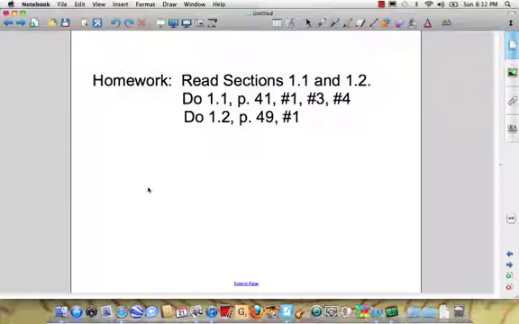Okay, so your homework, I'd like you to read through sections 1.1 and 1.2, and then there are 3 problems from 1.1 and 1 from 1.2. If you need more time to copy those down, please pause the video.